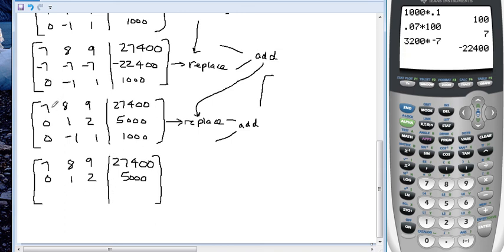Okay, I'm going to leave these two alone. I am going to add these two. Do you see how if I add a 0 and a 0, I'm going to get 0, and if I would work with these two, I wouldn't. I'd change that back to a 7. That's why I want to work with these two rows.